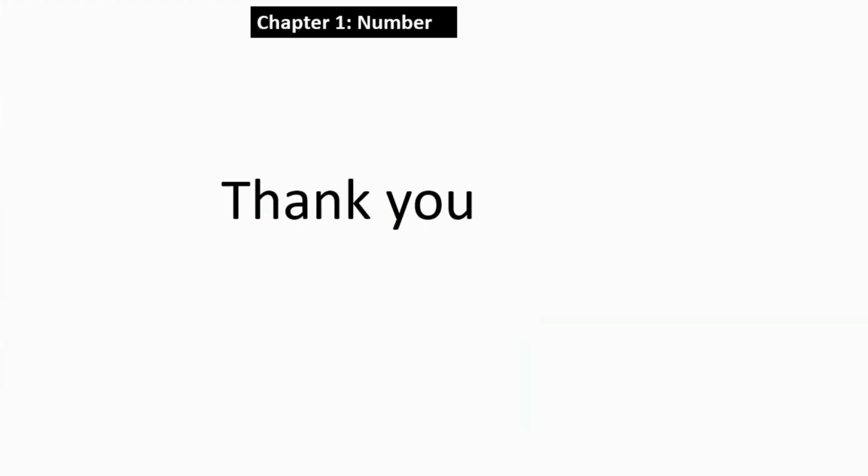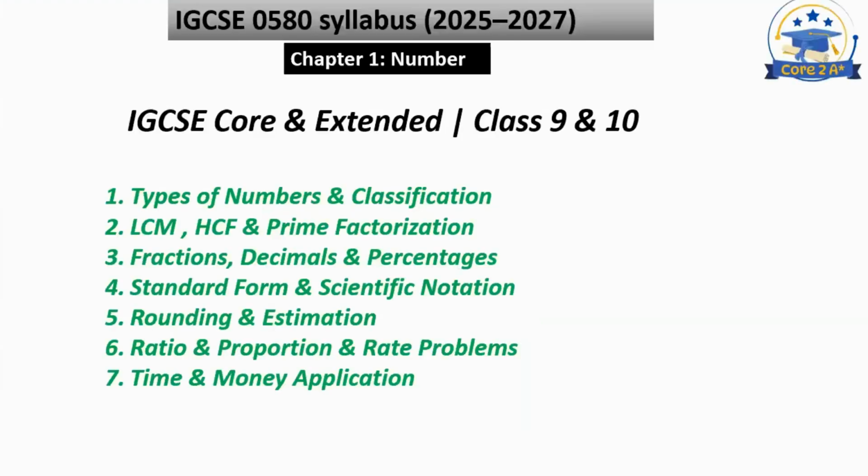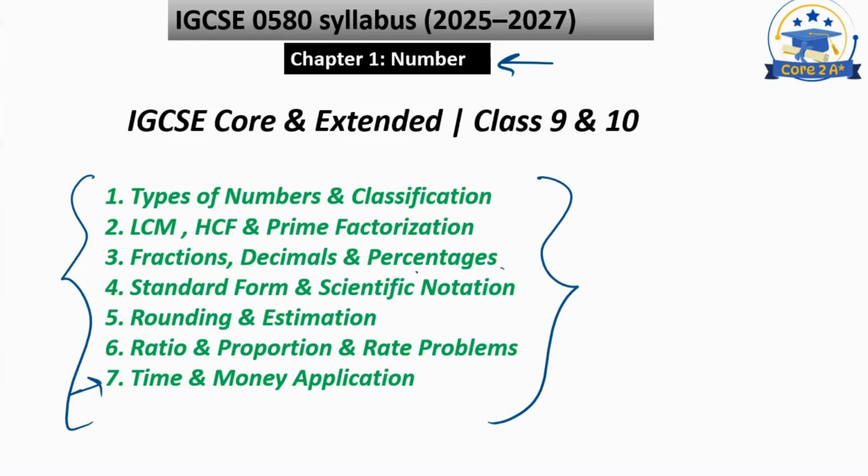And one second, let me show you one thing. In this series, we have covered chapter 1, you could say. Chapter 1, that is number. In number, we have all these subtopics, and I have covered all: types of number and classification, LCM, HCF, and prime factorization, fractions, decimal and percentage, standard form and scientific notation, rounding and estimation, ratio and proportion and rate problems, and the last one, time and money application. These all we have covered, and I have made a separate playlist.